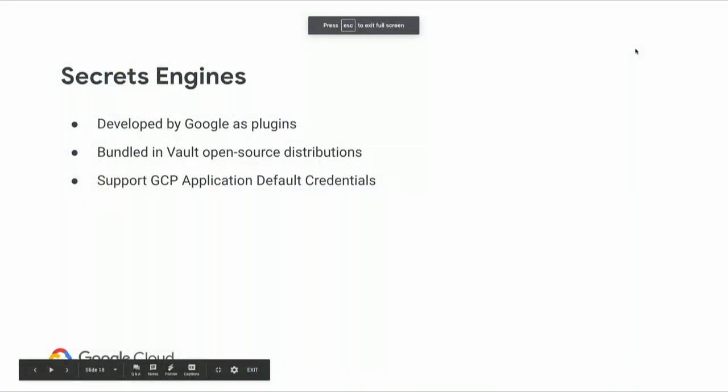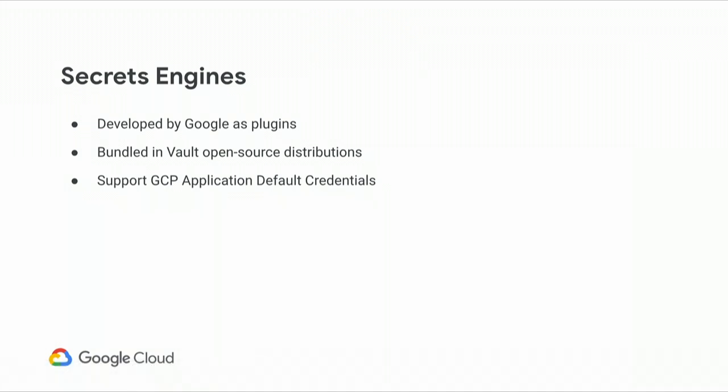So all of these secrets engines are developed by Google as plugins. So they are third-party plugins, but they're bundled automatically in all Vault open source distributions. So even though they're developed third-party plugins, they're included in Vault's distribution, which means you don't have to download or install them on your own. If you download any recent version of Vault, they'll be available for you. And as I said before, just like the storage backends, these secrets engines support the Google Cloud application default credentials, which means you don't have to worry about passing around service accounts if you're on a Google managed VM or something with instance metadata.